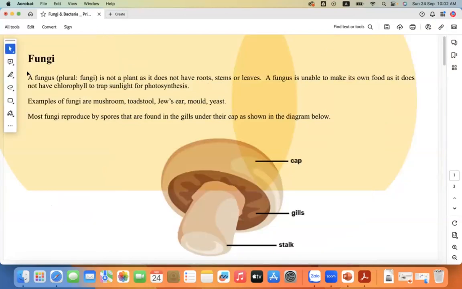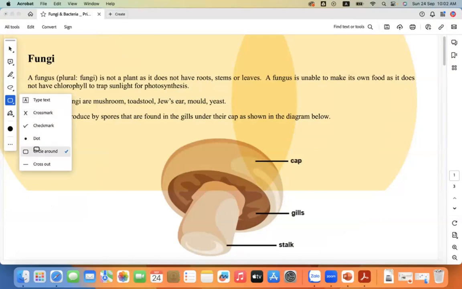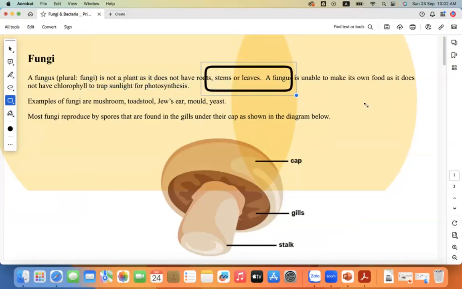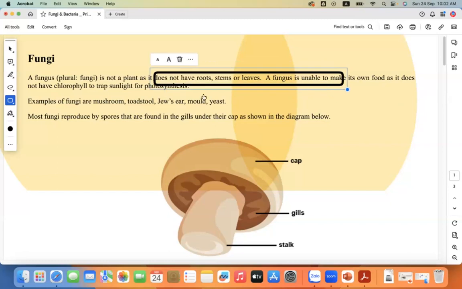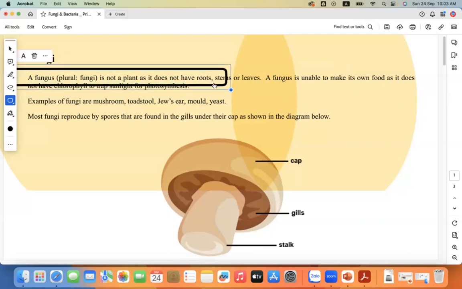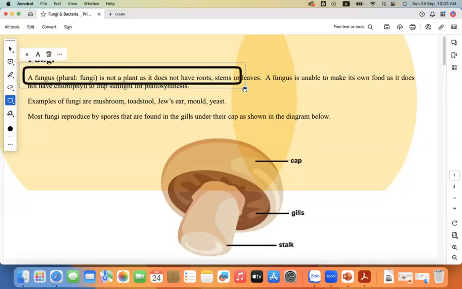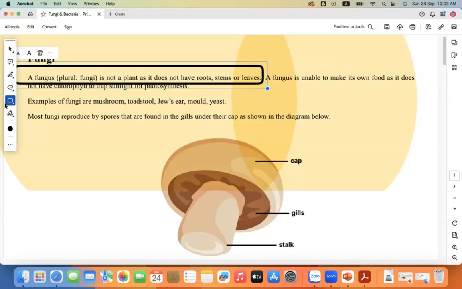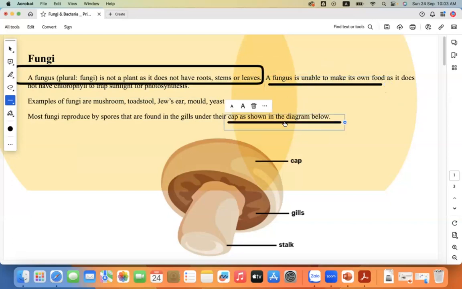So let me just try to find here. These two sentences are the crucial sentences. Let me try to highlight them first. A fungus is not a plant because it does not have stem, roots, or leaves. Okay, number one here. Number two here is a fungus is unable to make its own food. So these are the 2 points that you can remember for fungi.